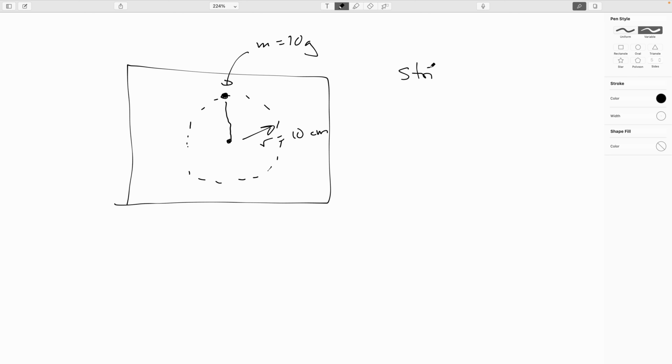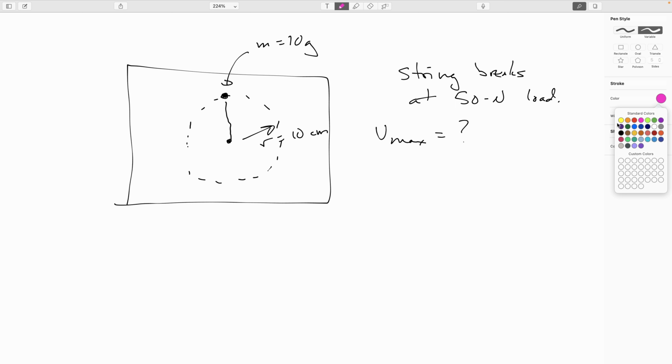Now let's say the string breaks at a 50 Newton load. With that, I'd like to know what's the fastest speed for our washer, or sorry, for our little mass here. Well, we can go ahead and look at this point right here. We can throw up a quick Rtz coordinate system. So this would be the plus r direction, that would be the plus t direction, like so.